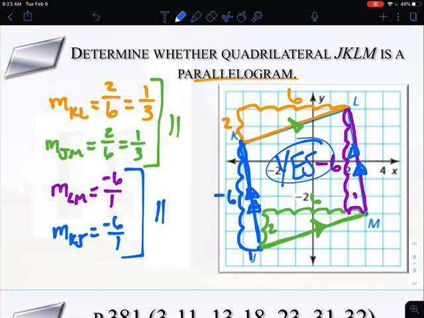So when you're working in the coordinate plane, this would be my go-to, because all we have to do is count. We don't have to do any calculations. We don't have to do any formulas. We just count from one point to the next, and then we make sure that the opposite sides have the same slope, and if that happens, then we have a parallelogram.